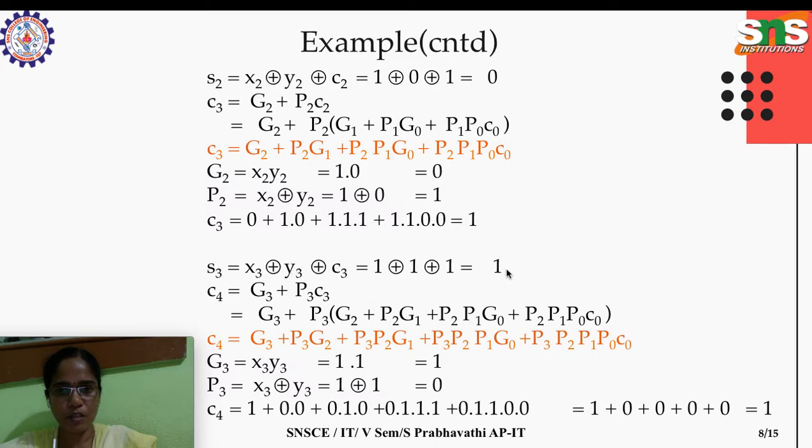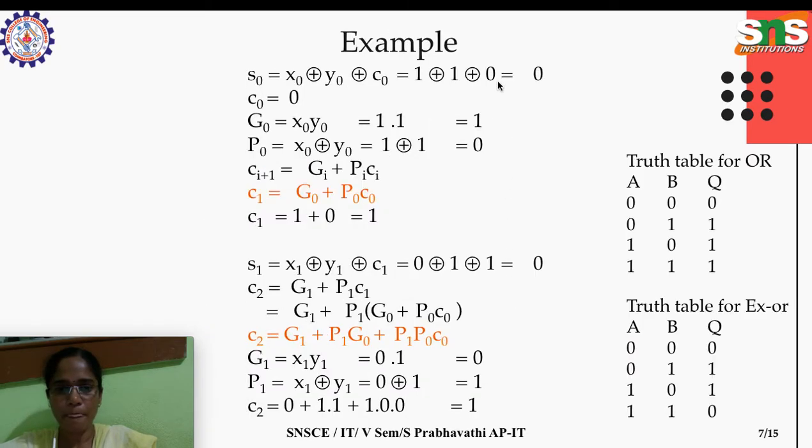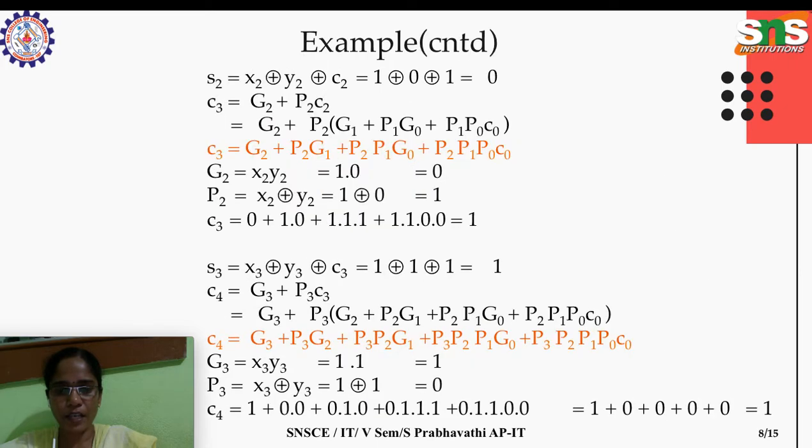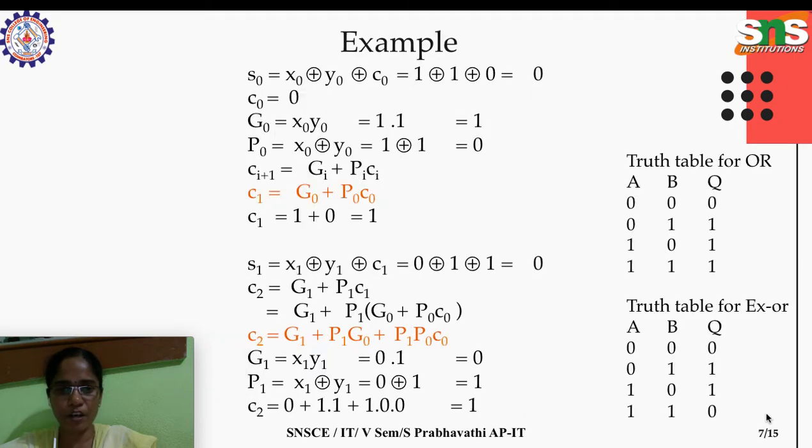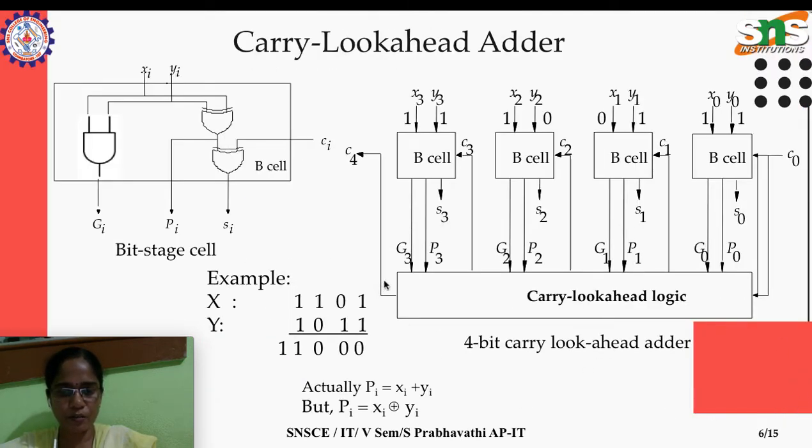Sum is what? S4 is 1, S3 is 1, S2 is 0, S1 is 0, S0 is 0, and the last carry C4 is nothing but 1. Okay, so along with this last carry bit we will be getting the output, and move back here and do the simple manual calculation. So 1 plus 1 is 1 0, so sum is 0, carry 1.